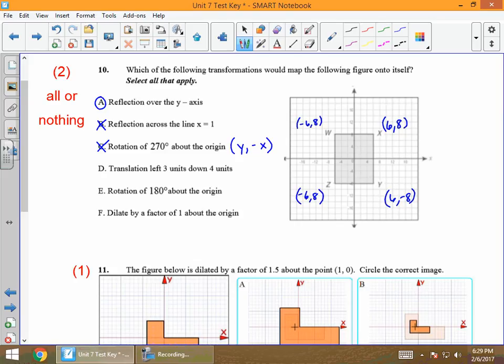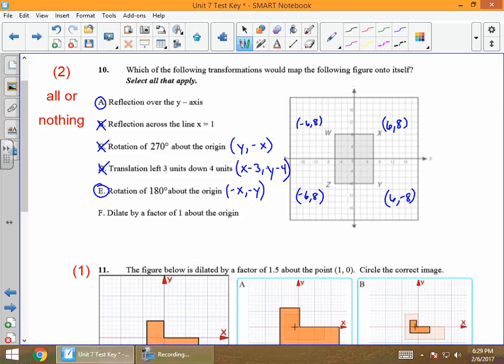Translating left 3 and down 4 would mean x minus 3 and y minus 4. That would make the point 6, 8 the point 3, 4, which is not one of my corners. Rotating by 180. The rule is make your x, y, negative x, negative y. So 6, 8 would become negative 6, negative 8, which is point Z, which does work for me. Right, that one will work.